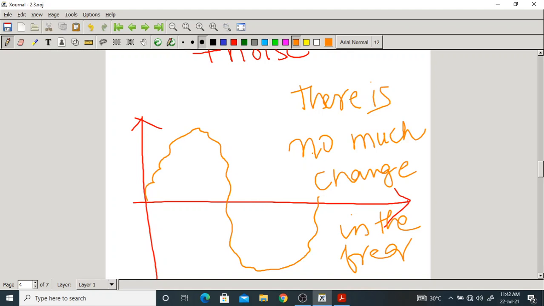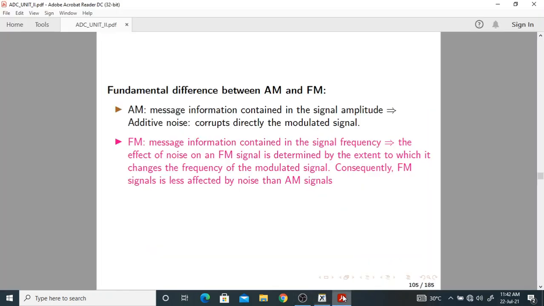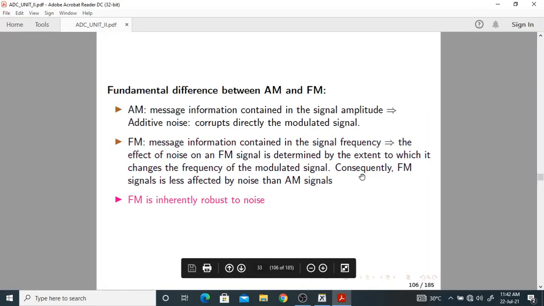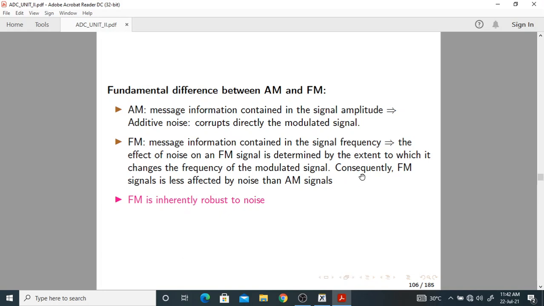But in FM, information lies in the frequency variations, and because of noise there are not many changes in the frequencies. That's why. So simply, what is the conclusion? FM is inherently robust to noise, or the effect of noise is a little bit less in FM compared to AM. Consequently, FM signal is very less affected by noise than AM signal.